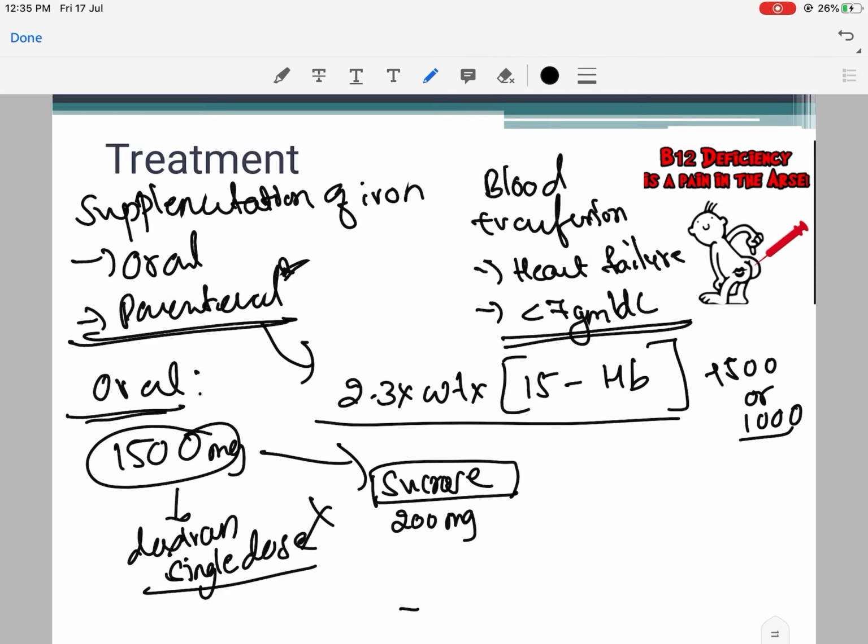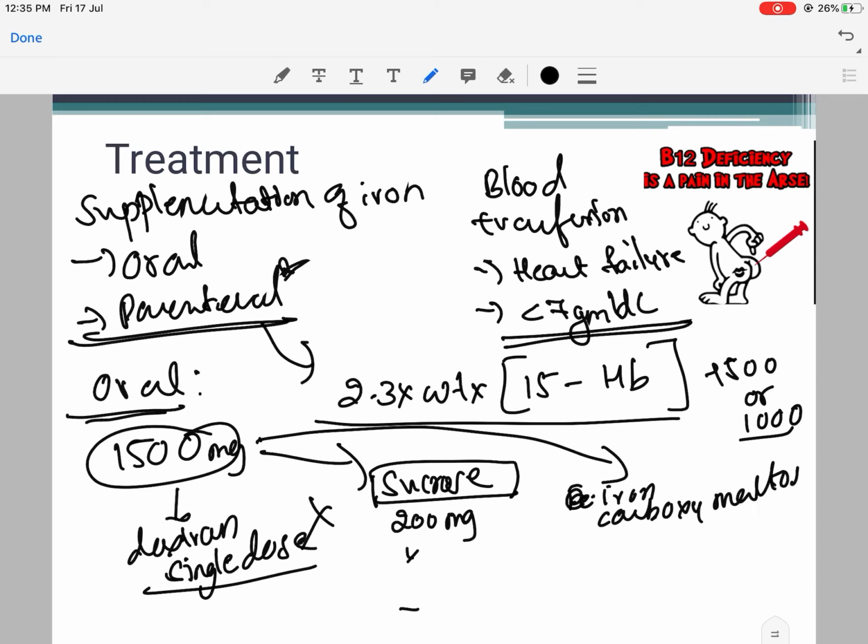So 25 milligram of iron is given over 30 minutes, or given over 30 seconds, and the patient is observed for 15 minutes. If there is no reaction, then you can give the full infusion. So these are very slow and require multiple sessions. Iron dextran can be given as a single dose but has various side effects. So the newer drug which is available is iron carboxymaltose.